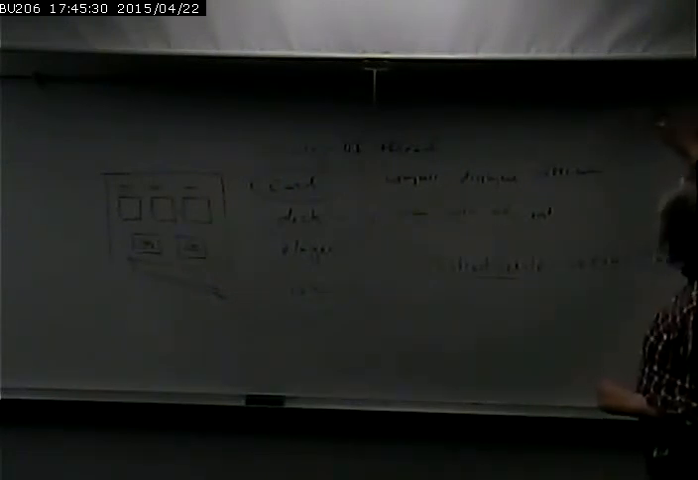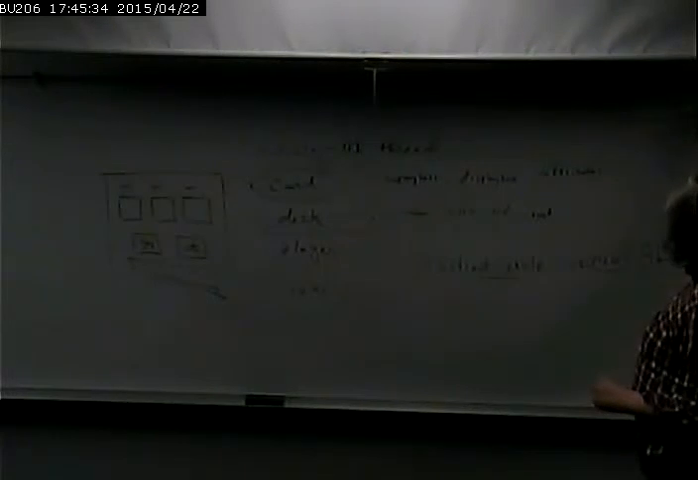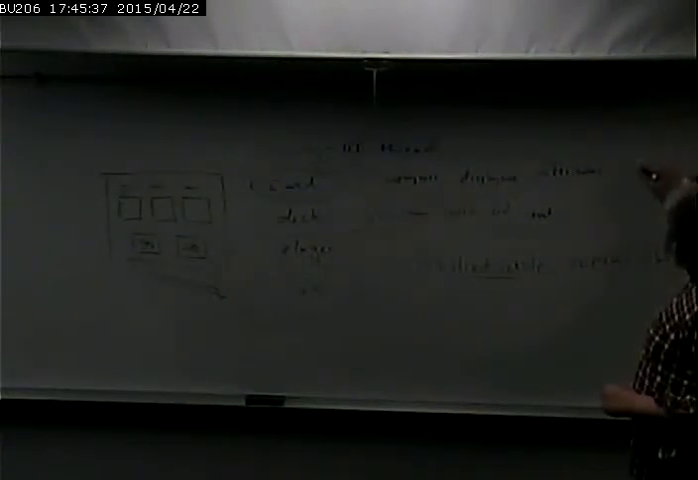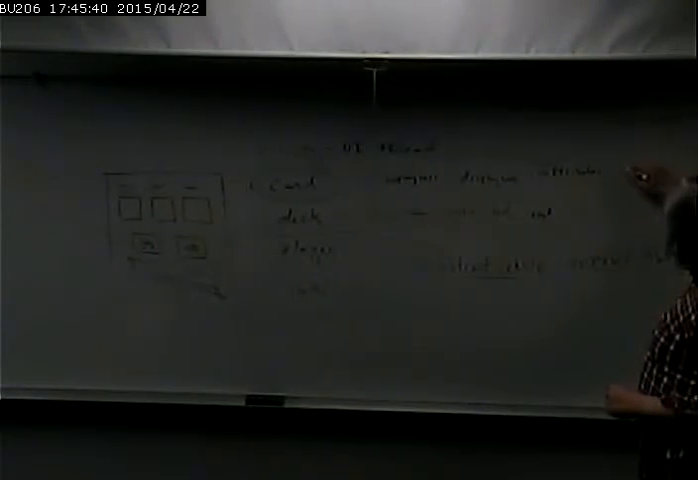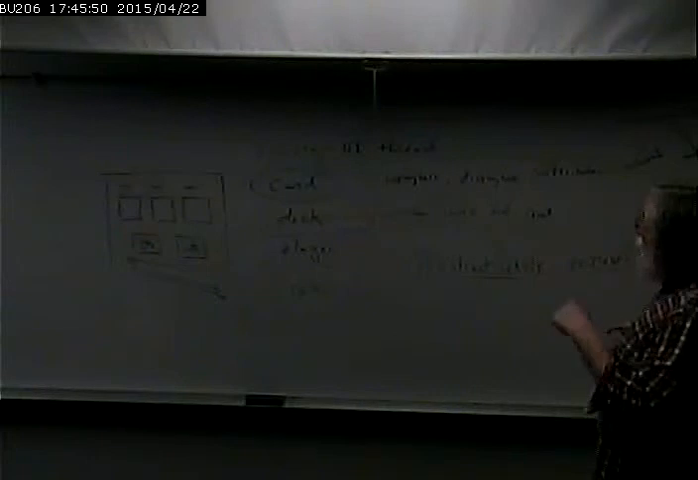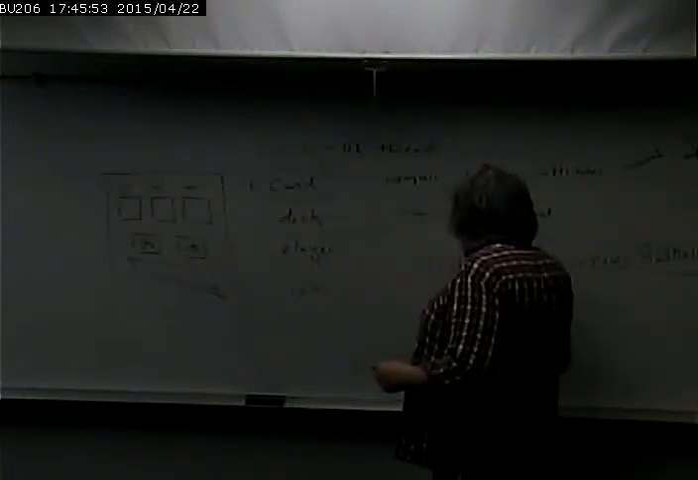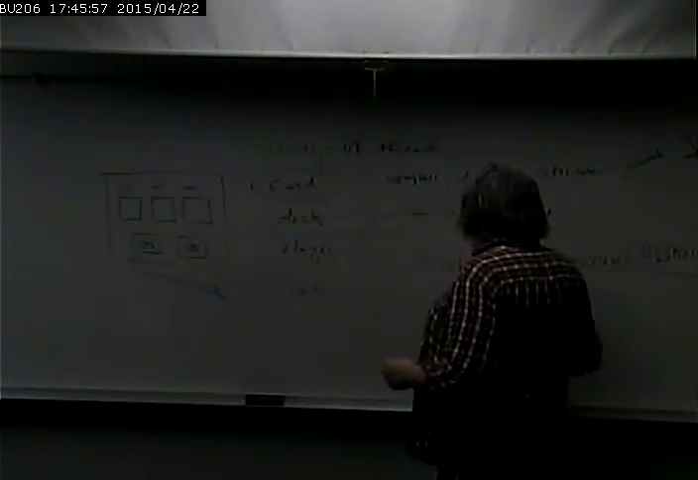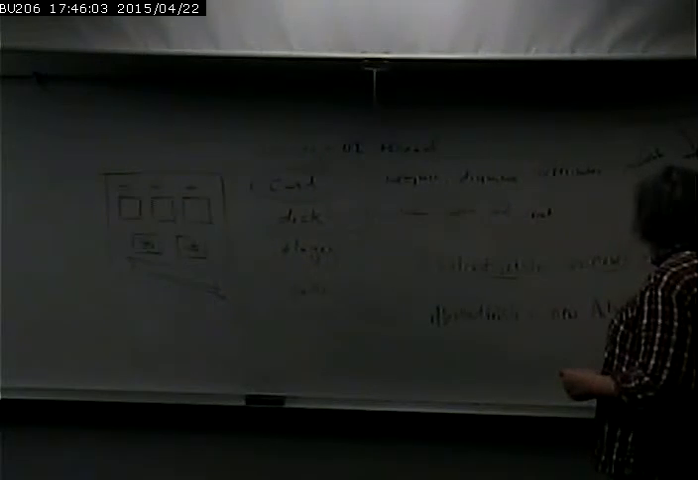I can have an abstract class called vehicle that's inherited by automobile, motorcycle, and whatever else. I could then say abstract class vehicle v equals new automobile. All right? That's legit. Why is that legit? Because an automobile is an example of an abstract class.